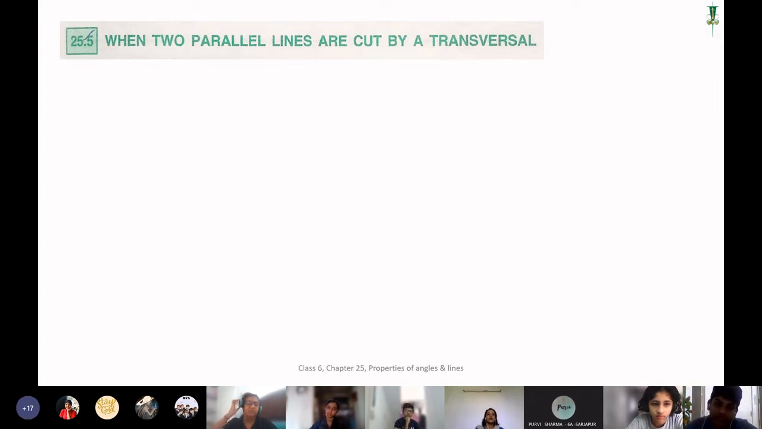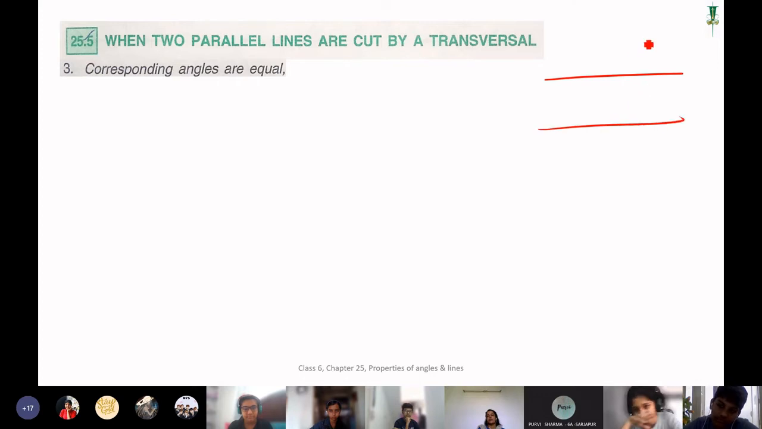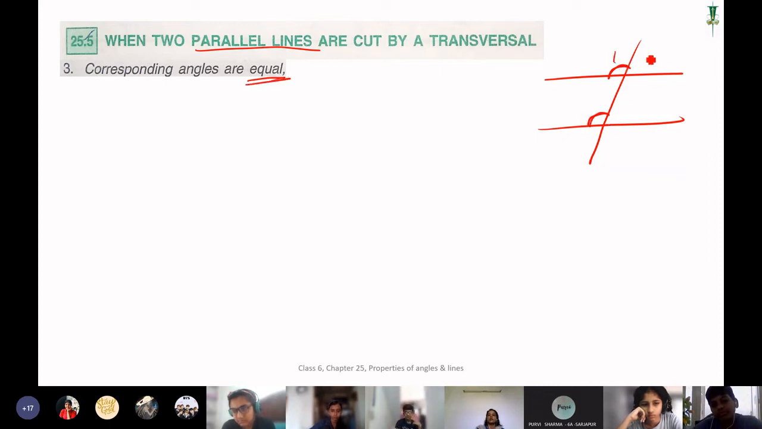Now the next one. When two parallel lines are cut by a transversal, corresponding angles are also formed. What did we say were corresponding? One is in the exterior and one is in the interior, and it could be anywhere. But when the lines are parallel, what is it saying? These angles are going to be equal. Let me just name the angles 1 to 8. These are the corresponding angles anyway.